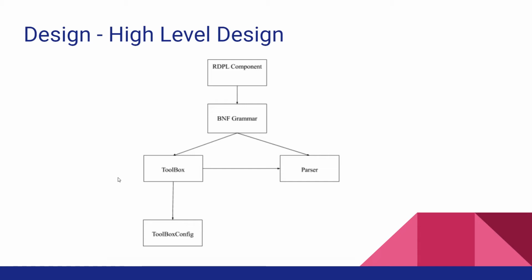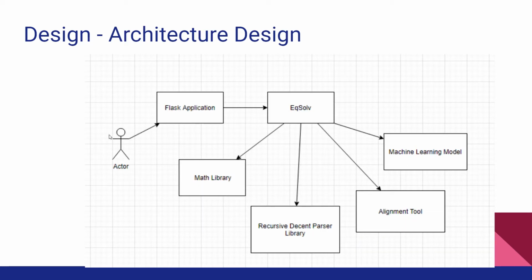So our design was as follows. The high-level design looks like this. There's our RDL component with BNF grammars. Each grammar consists of a toolbox configuration and a parser. This is an overall architecture design. The Flask application has EQSolve, which has a math library, recursive descent parser, alignment tool, and a machine learning model. The actor interacts with the Flask application, of course.